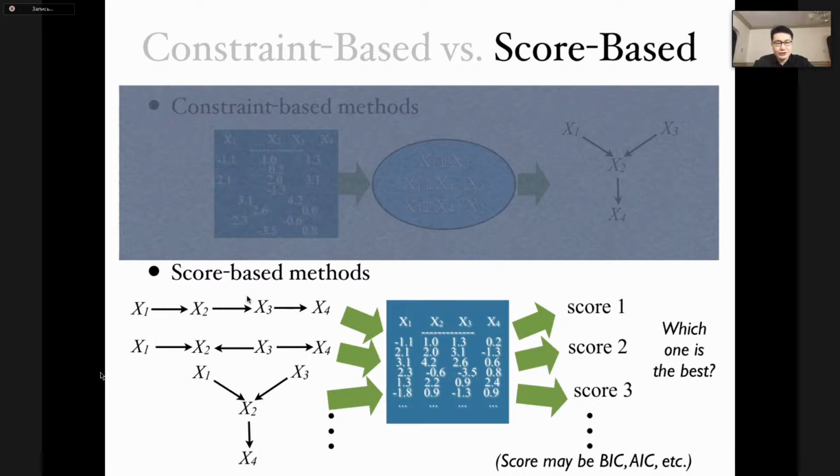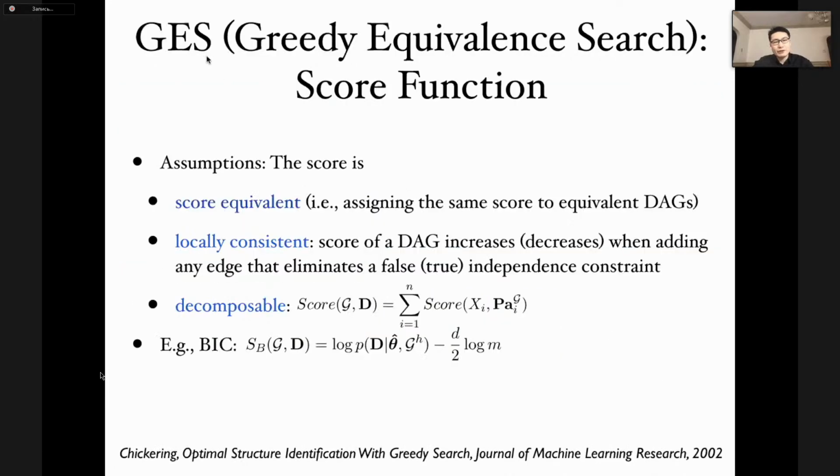And this is the procedure. You have data right here, and you have a set of candidate causal structures. And then you want to see which of them gives the best score according to the data, and then you just want to find the best one. So this is the score-based method. In particular, GES, greedy equivalence search, is very popular. This method achieved a lot of applications and a lot of attention in the community.